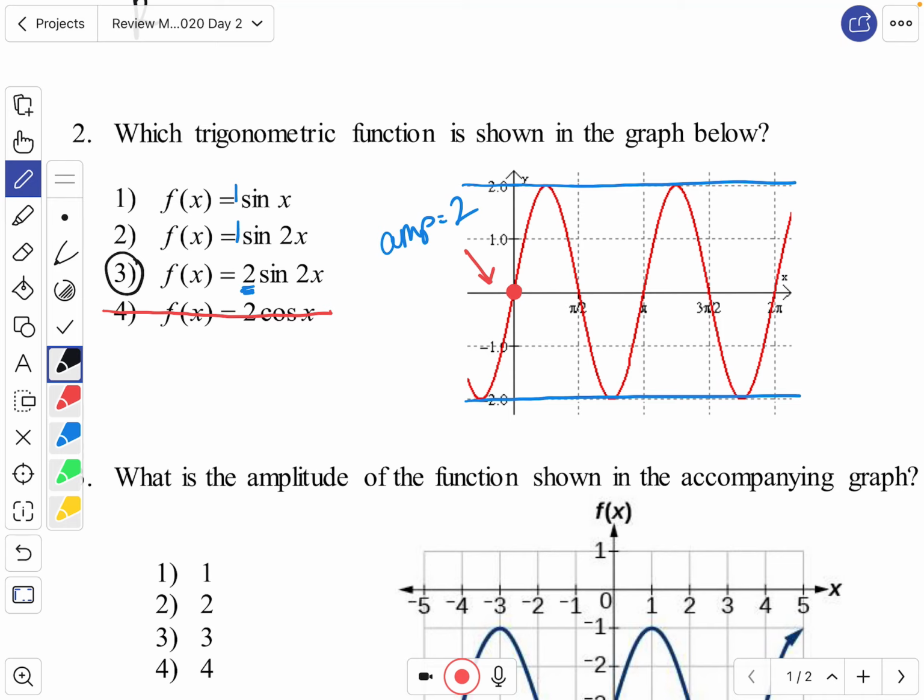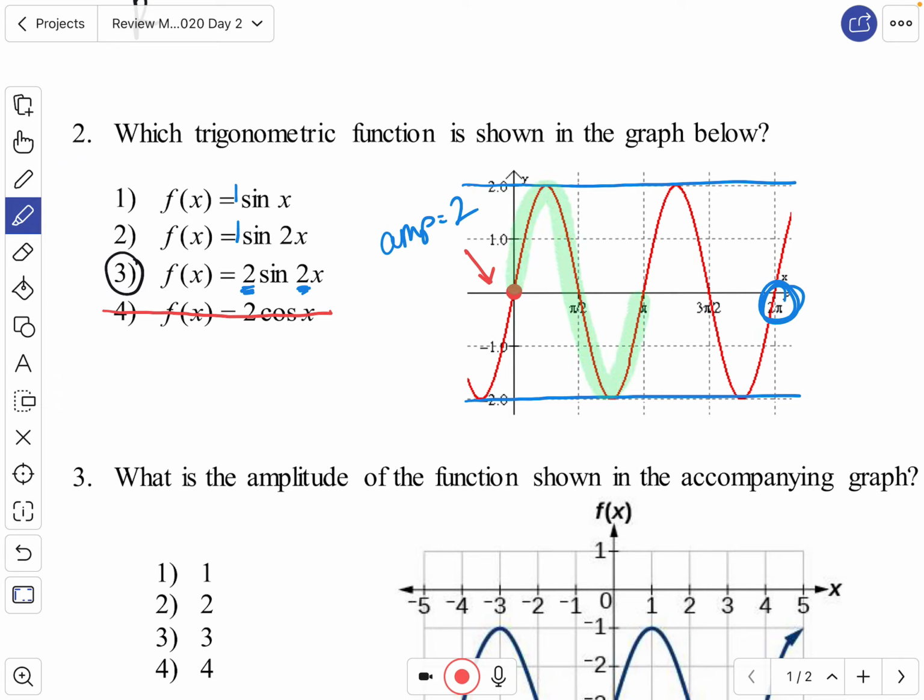And I just want to make note that this 2 represents your frequency, which just means that I see 2 curves to 2 pi. So just to show you the 2 curves, this green represents one curve, and this yellow represents the second curve.